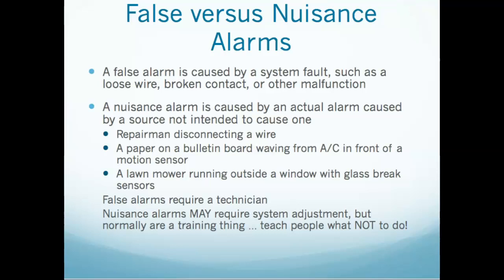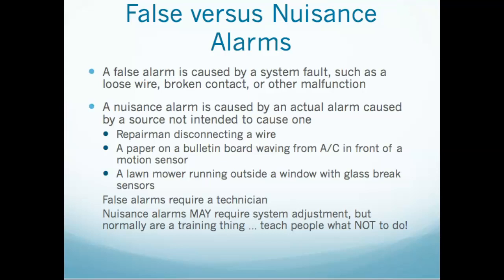It was just Jim in the room. He was in there working on something. He's not supposed to be in there at this time of day, and I sent him away. That is not a false alarm. That is a nuisance alarm. And there's a big difference between the two, and you really need to understand them because one requires a maintenance fix and the other one may not.